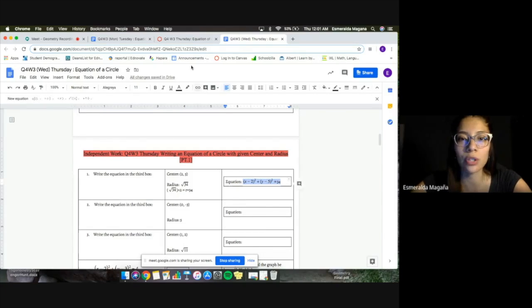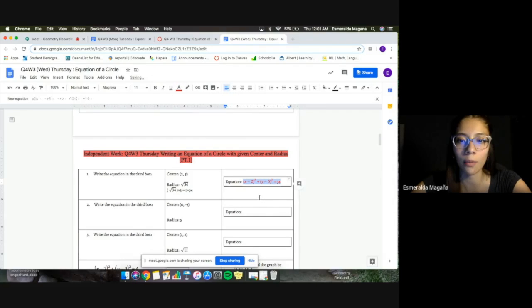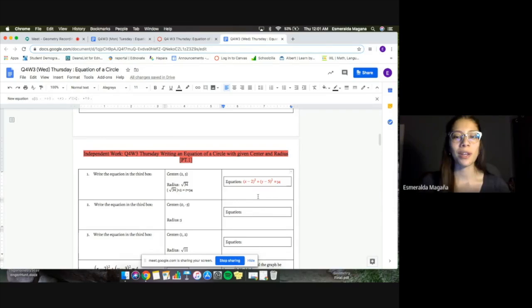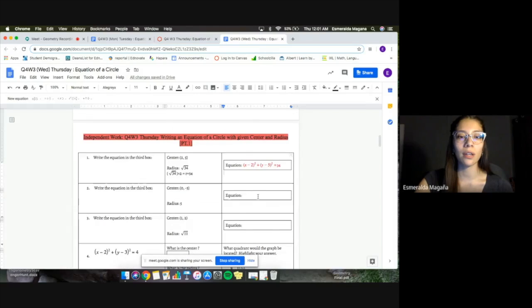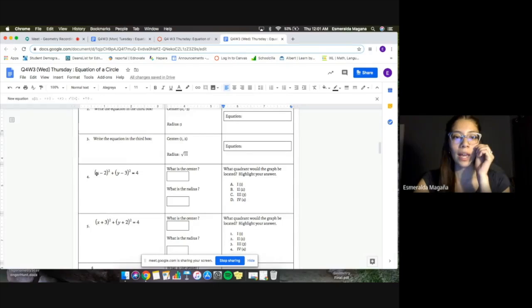Right, now make sure that that's in a different color so I know what is yours and what's already in the doc. So there you go, we have our equation of a circle for our first one, and you're going to continue that with number 2, 3, and 4. And then for number 4, we have x minus 2 squared plus y minus 3 squared equals 4.